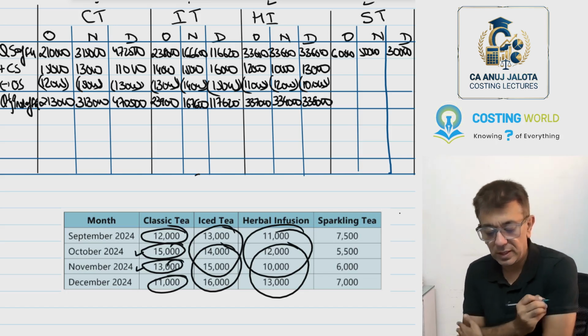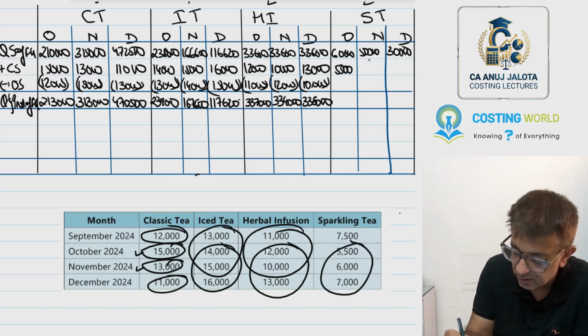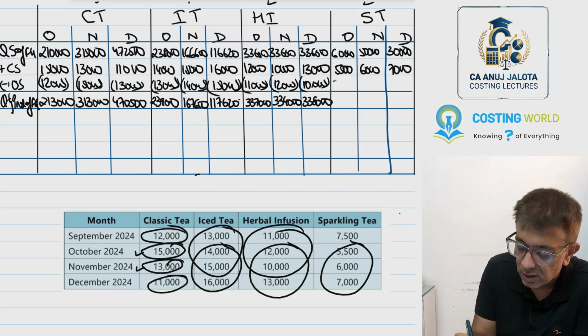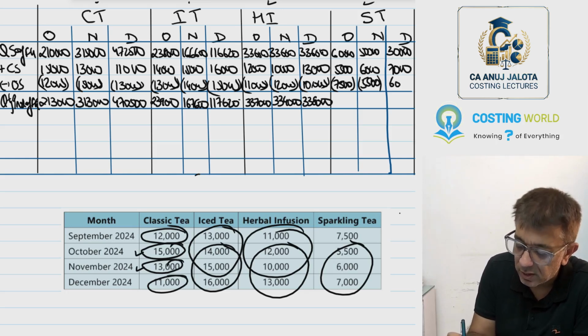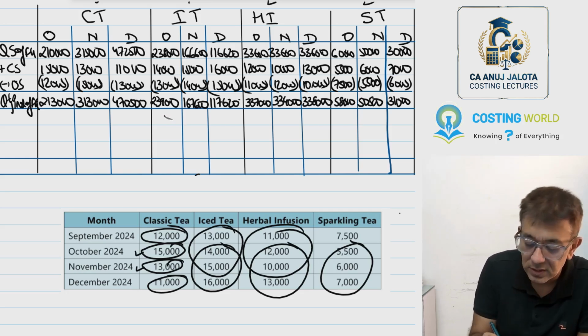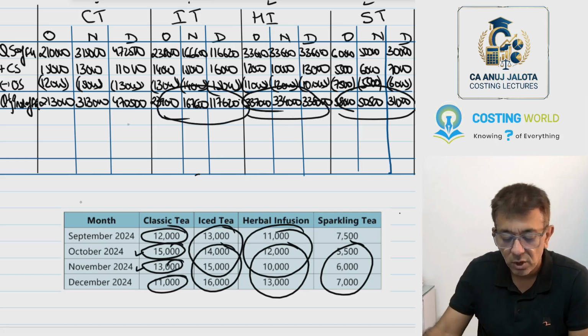Then closing stocks. 5,500, 6,000, 7,000. And opening stocks are 7,500, 5,500 and 6,000. So therefore this figure will be 31, this will be 5,500 and this will be 58,000. So I guess these are your part 2 answers, part 3 answers, part 4 answers. Let me check it up.